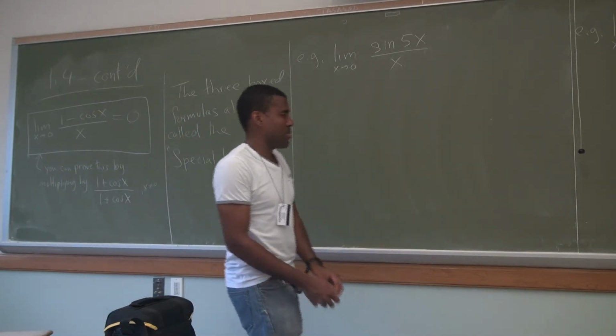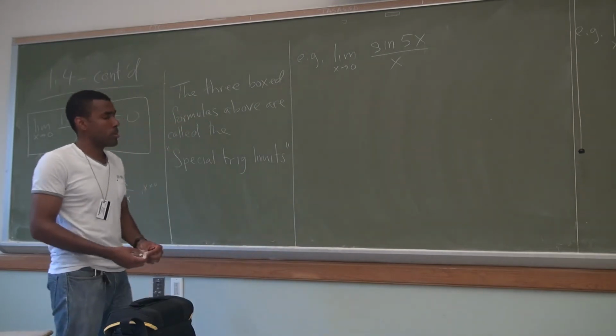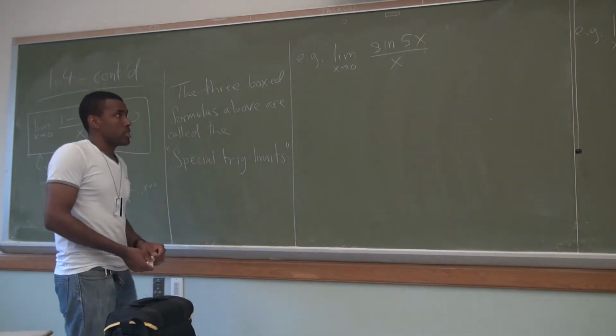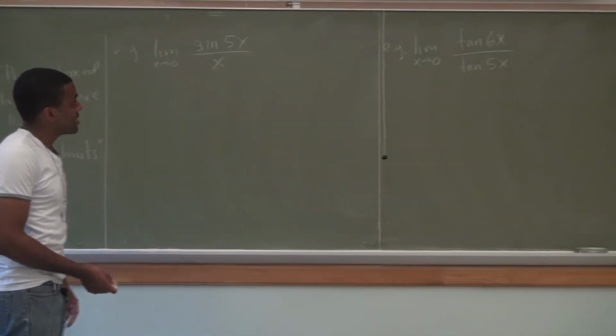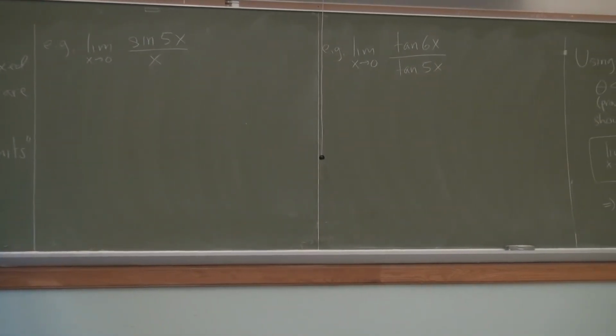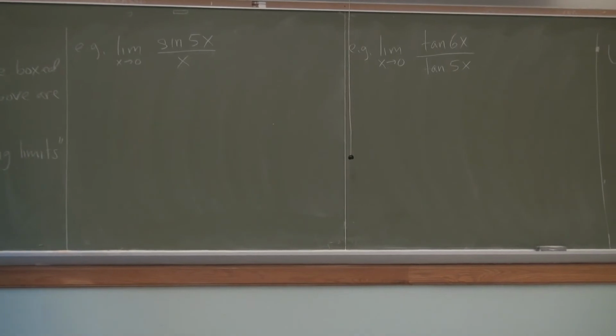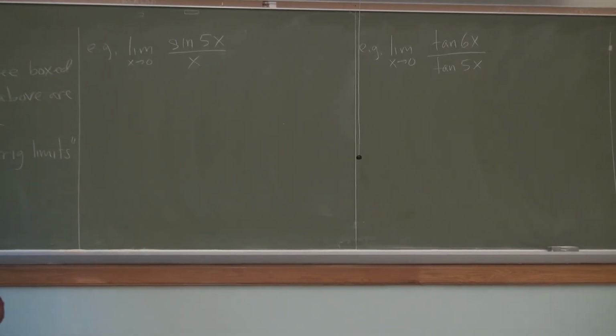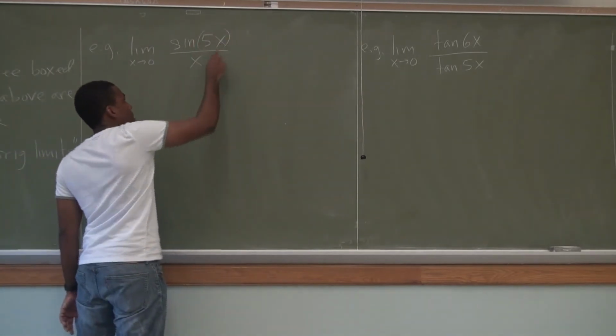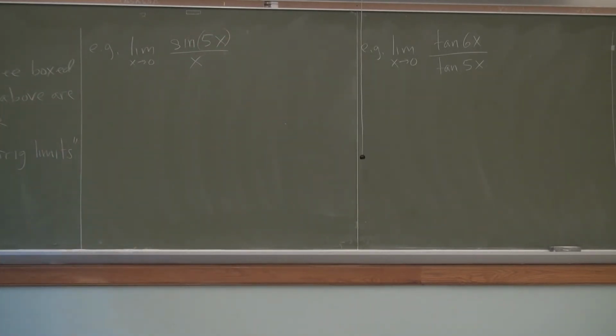Here are some not so complicated examples where they might show up. So what's the limit of this one? I think the limit is 5. Why would you say it's 5? Sine x over x is 1 and 1 times 5. Yeah, but you don't have sine x over x. You have sine of 5x. How did you get that?